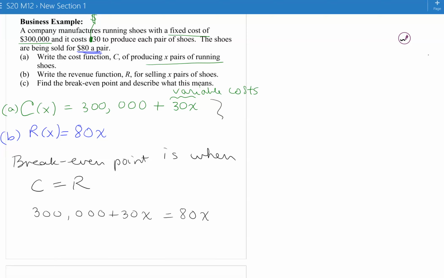So you can find that break-even point by setting these two equations equal to each other. So you're basically solving this system of equations by substitution, by saying this is when C equals R, what happens? And so you'll have 50x equals 300,000.